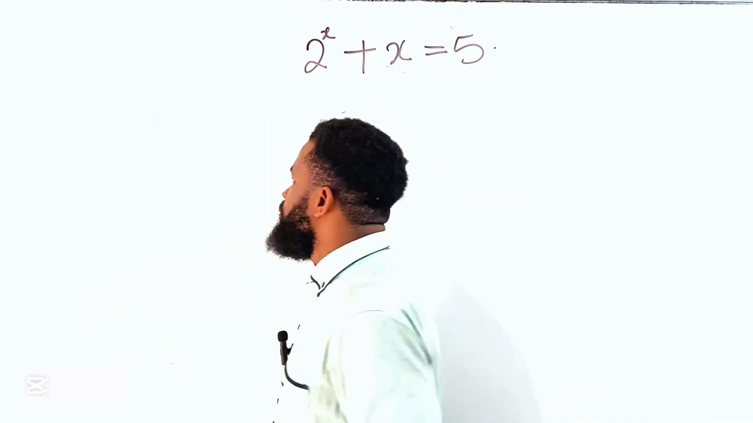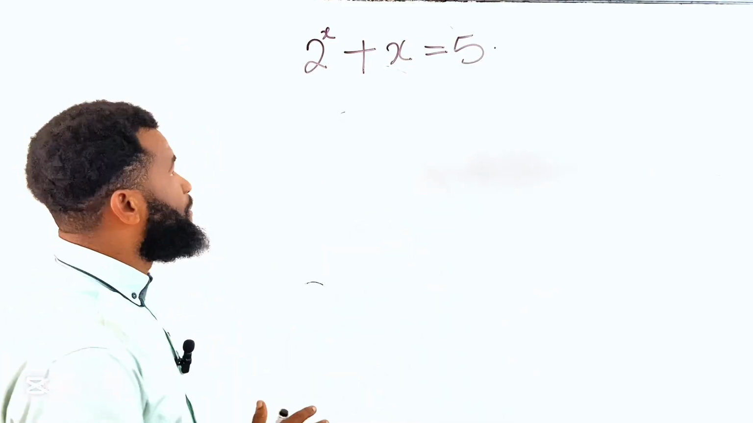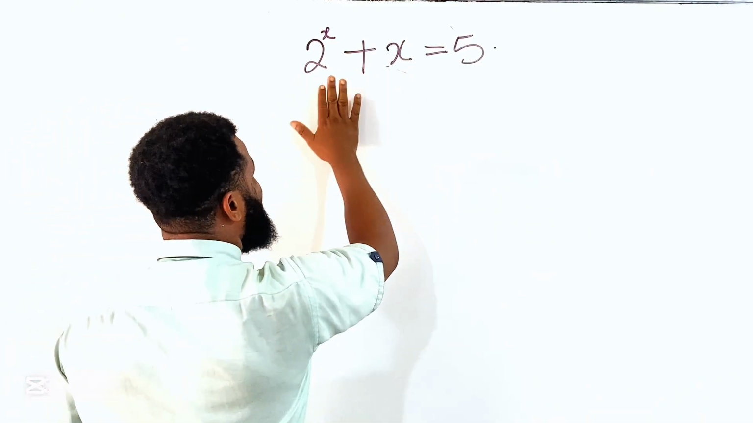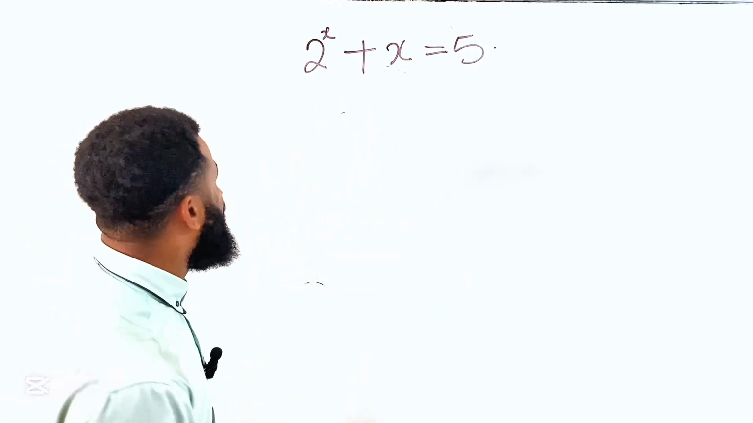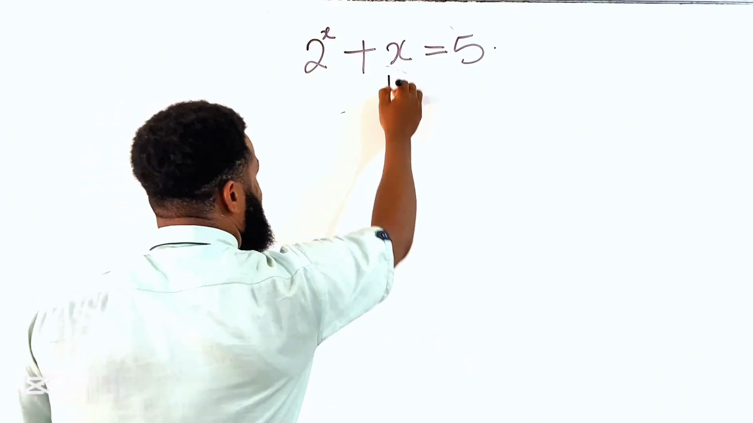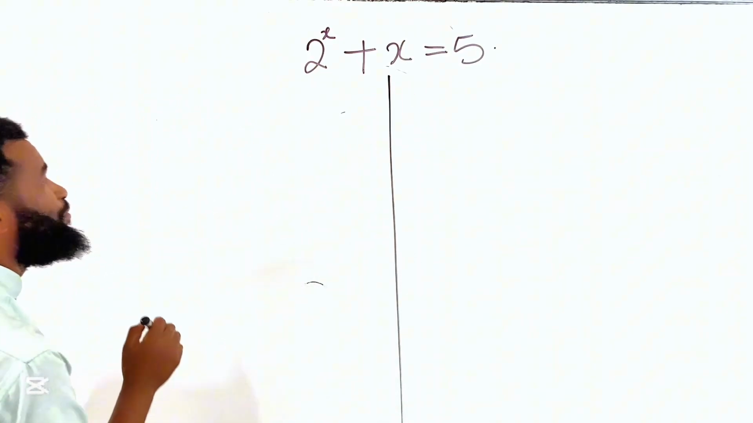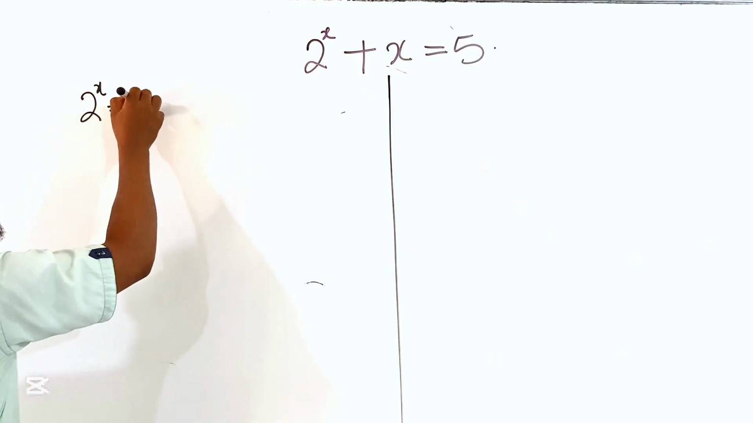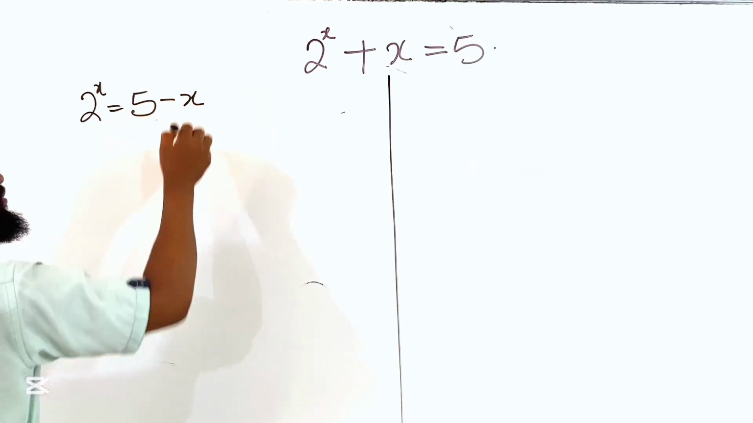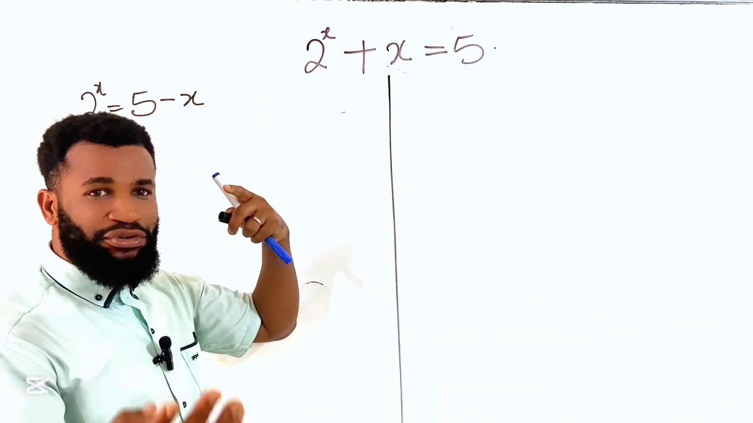All right, so the first thing I am going to do is make sure that everything that has to do with x goes to one side, right? So what I will do is, let me divide the line into two. The first thing I'm going to do, look at this: I'm going to say that 2 raised to power x is equal to 5 minus x. Simply put, subtracting x from both sides of the equation.